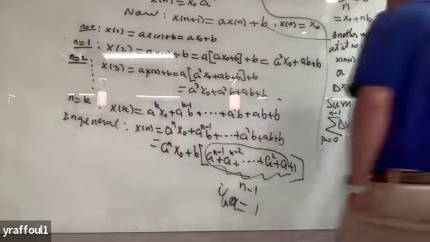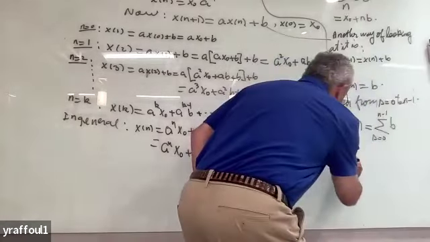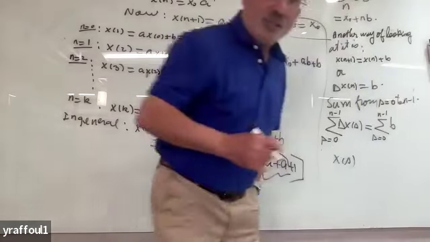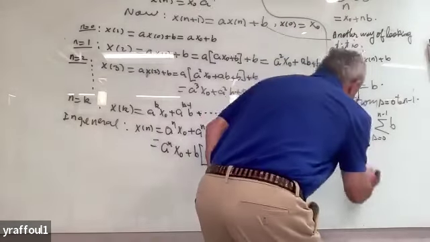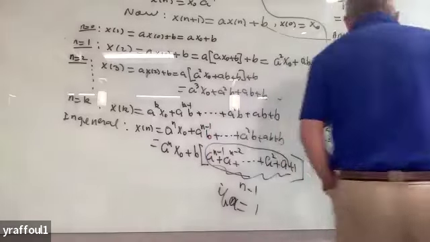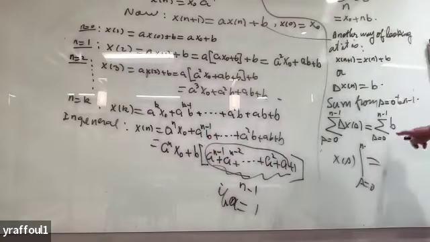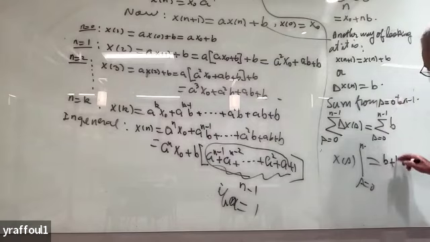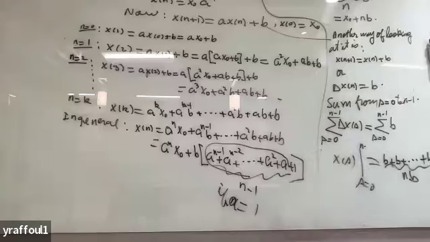Well, what is that? That is x_s from s equals 0 to n. So basically for each s, you get b. So this is b plus b plus b. This is gonna be n times b. Okay?